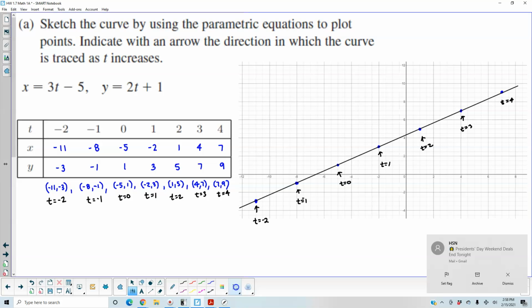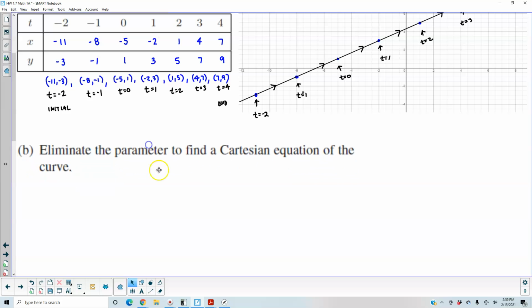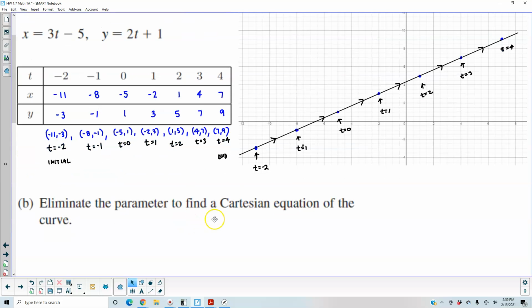And so therefore, if this is the initial point, and this is the end, we have arrows going here, here, here, here, and then there. Okay, the next part to this question is that they want us to eliminate the parameter to find a Cartesian equation of the curve. So what we can do is, if we take a look at x, we can solve for t first.